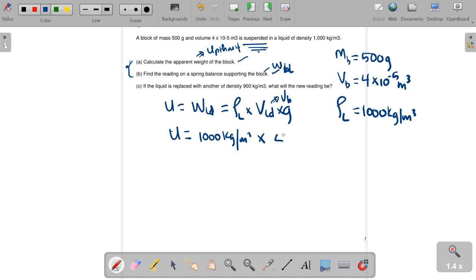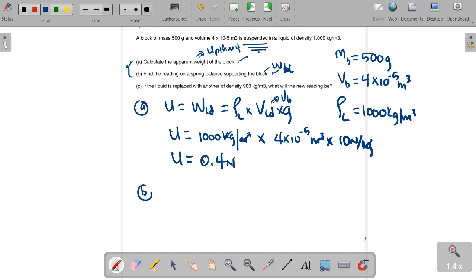So that will be 4 times 10 to the power negative 5 cubic meters multiplied by 10 newtons per kg gravitational field strength. These things cancel out, we remain with the newtons, and the upthrust will be equal to 0.4 newtons. Now that's part A.